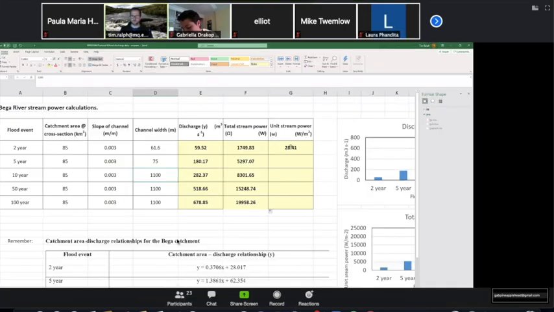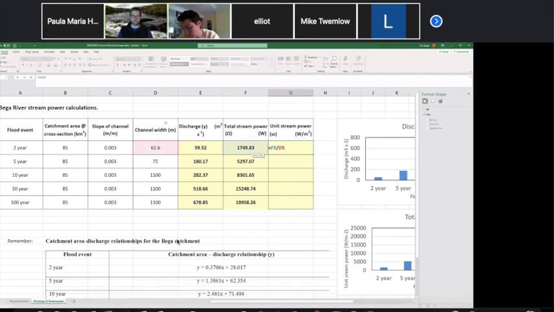If we look at that formula, so it's just total stream power divided by the channel width, and then drag that down, we get some numbers. That's all great. The really interesting thing is we start off at about 28, we go to 70, and then we drop dramatically down to 7, and then 13, and then 18. So even though these really big floods have a lot more discharge and a lot more stream power, on the whole, the unit stream power, so their ability to do work per square metre, is lower.